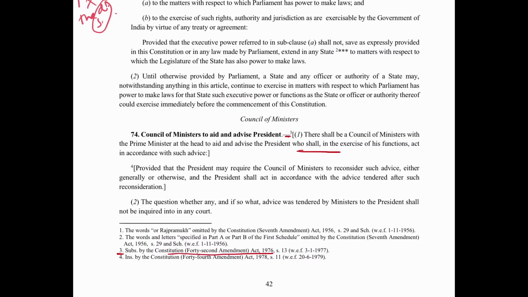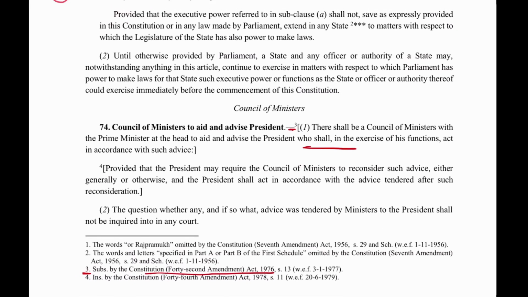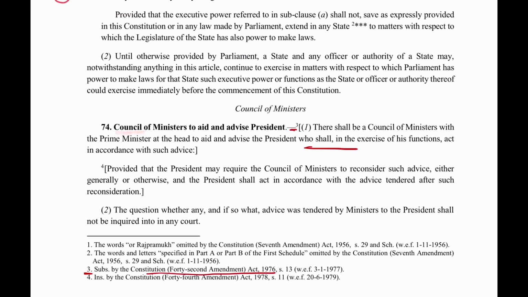Now, when we do these articles, we'll have to see the basic content also, which is given verbatim here. What does this say? Although we have done it briefly, now we'll cover it in detail. Council of Ministers to aid and advise the President. So 74 is about the Union, therefore the President. It says there shall be a Council of Ministers with the Prime Minister at the head. So there will be a Council of Ministers headed by the Prime Minister.